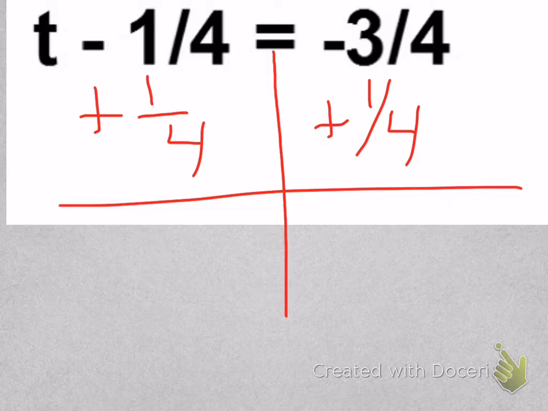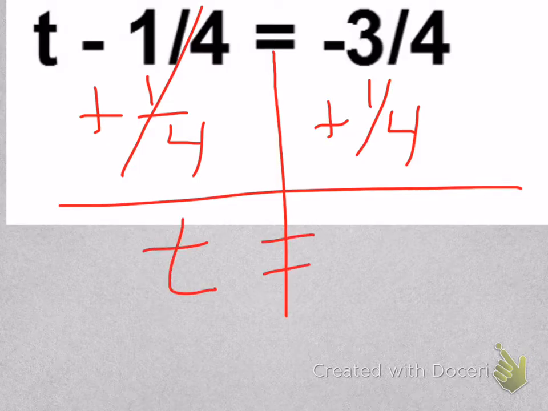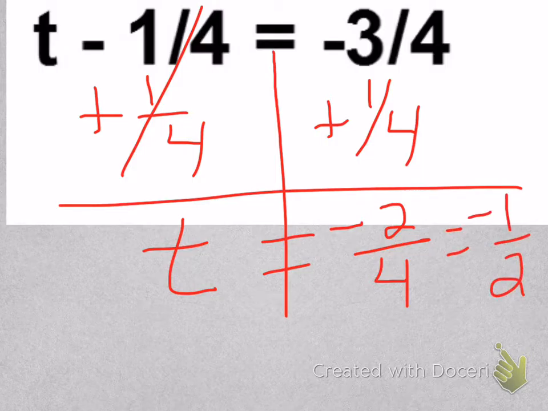Okay, when I add or subtract, I want to make sure that I have common denominators, and I do. So on the left side, I'm left with t equals negative 3/4 plus 1/4. My signs are different, so I'm going to subtract. So it's negative 2/4, which simplifies to negative 1/2. So t equals negative 1/2.